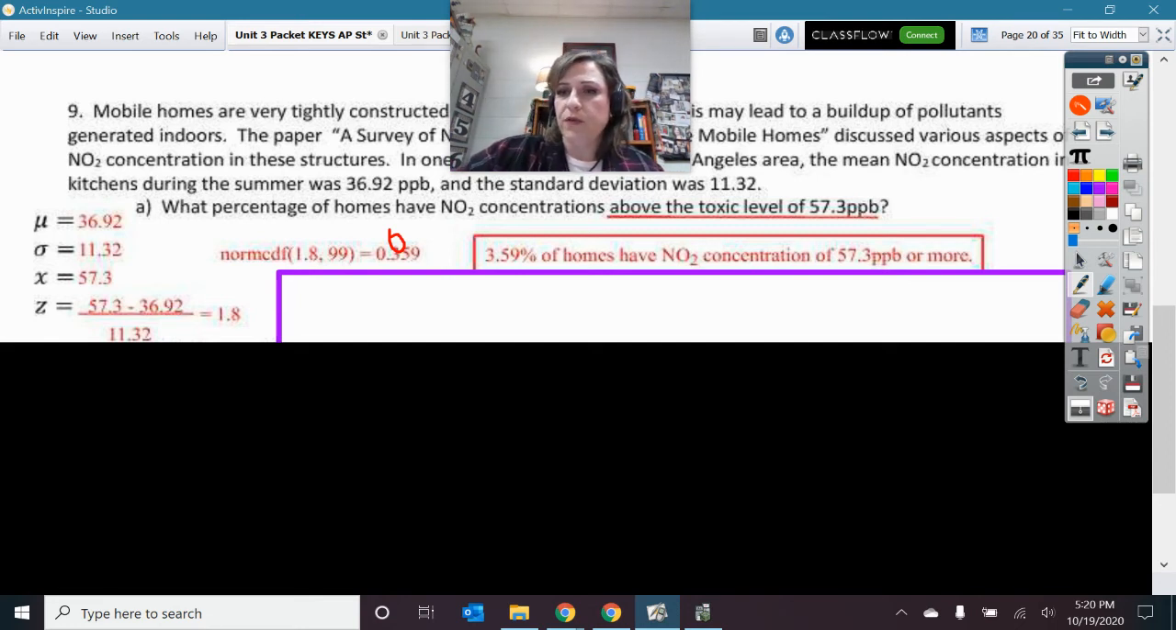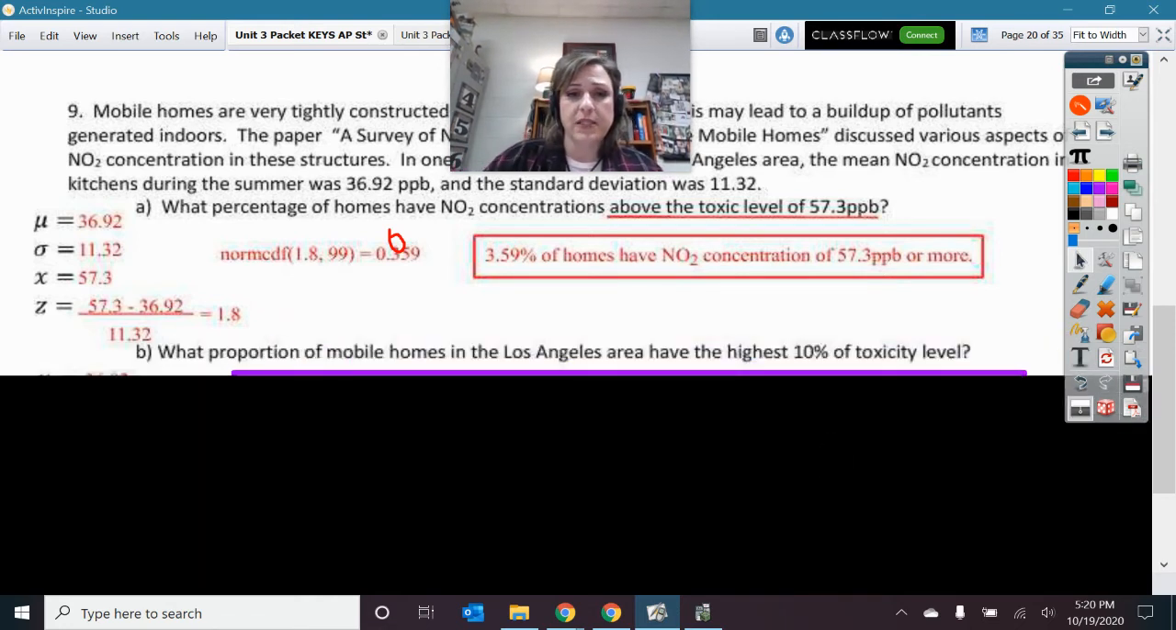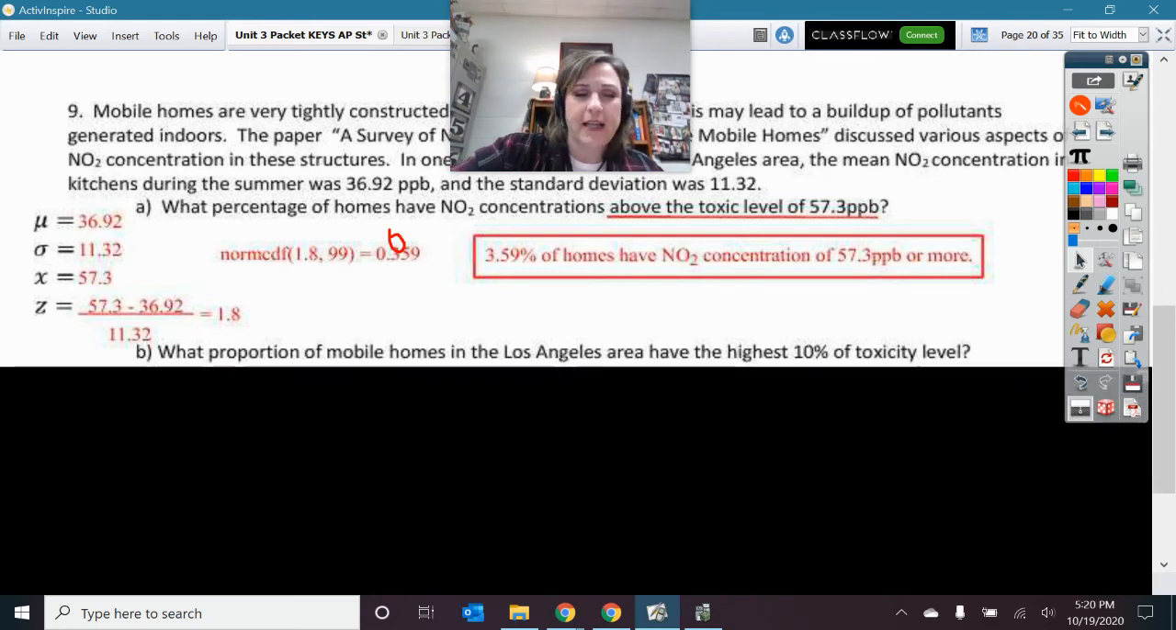Okay, moving on. Next question. What proportion of mobile homes in Los Angeles have the highest 10% of toxicity levels? Okay, so that's weird that it says that. It should, I guess, say what is the toxicity level at the highest 10% that the highest 10% of mobile homes have?